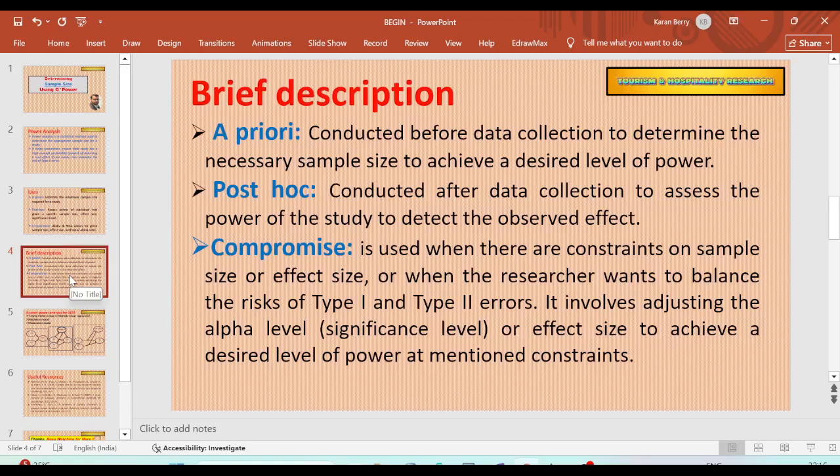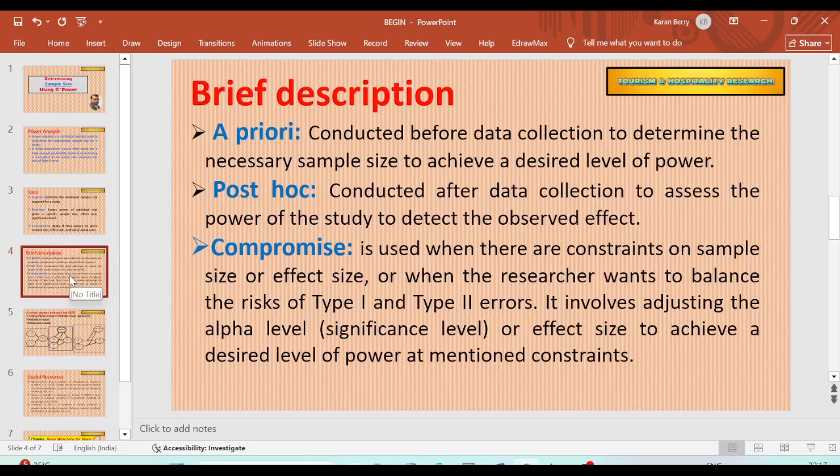And compromise analysis is used when there are constraints on sample size or effect size, or when the researcher wants to balance the risk of type 1 and type 2 errors. It involves adjusting the alpha level or the significance level or effect size to achieve a desired level of power at mentioned constraints.